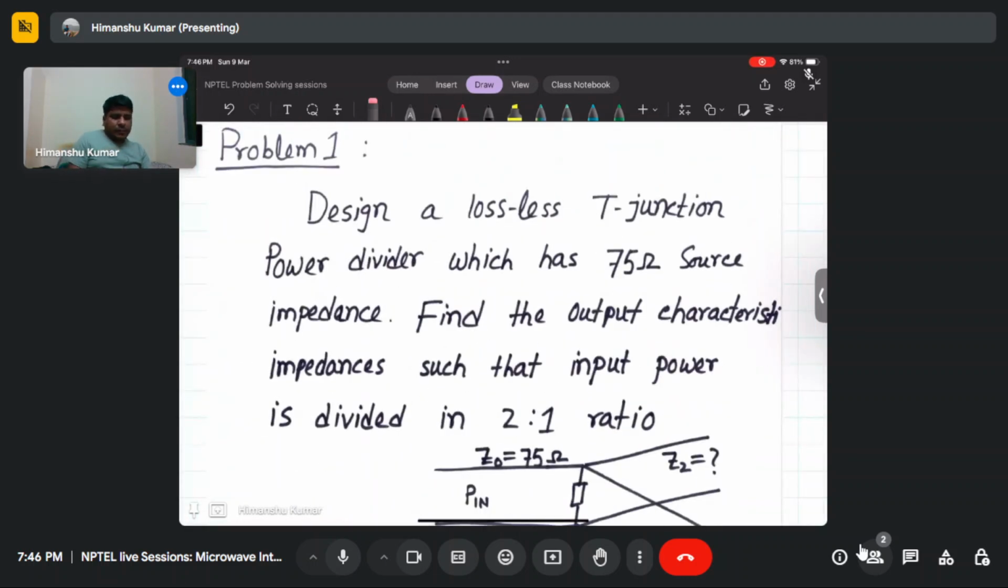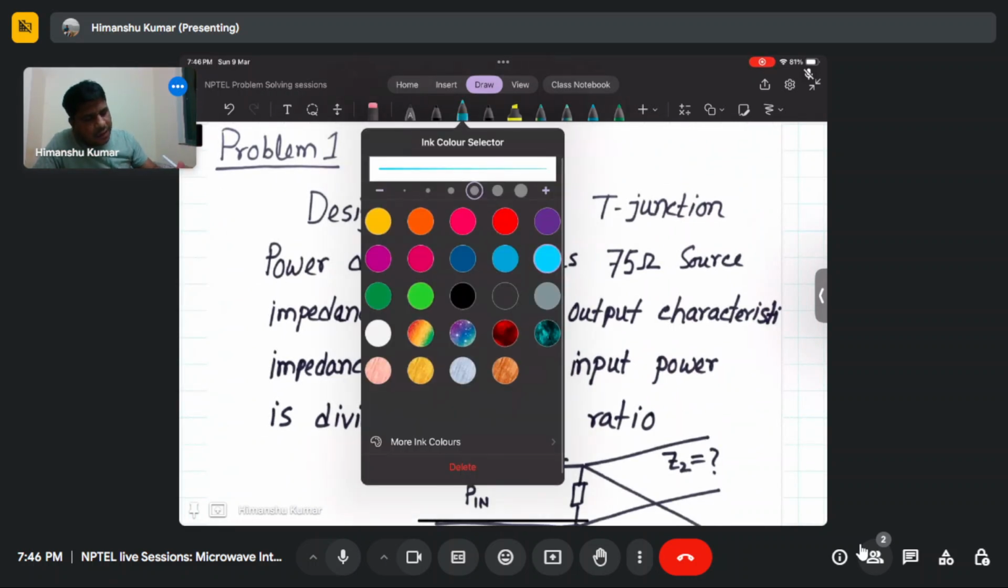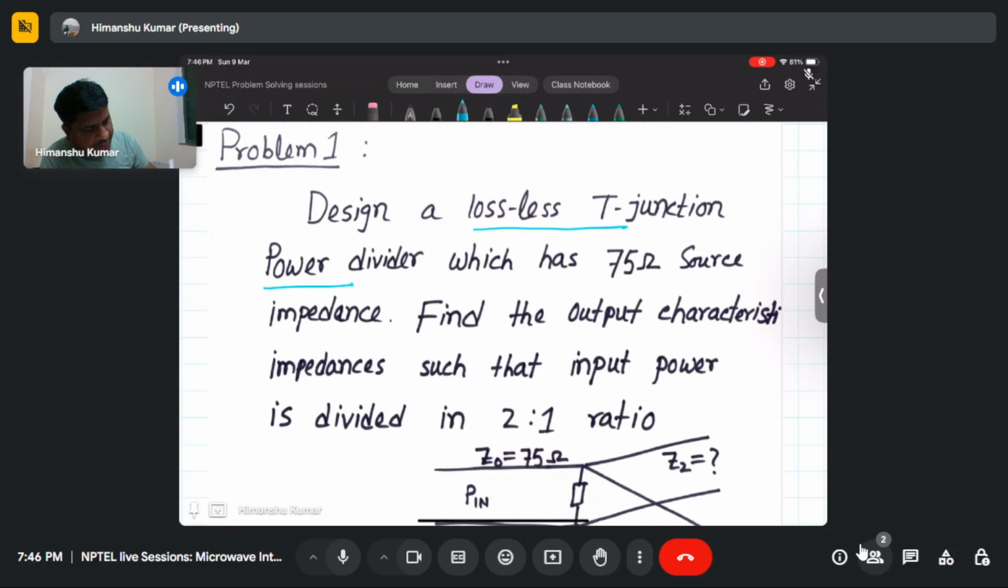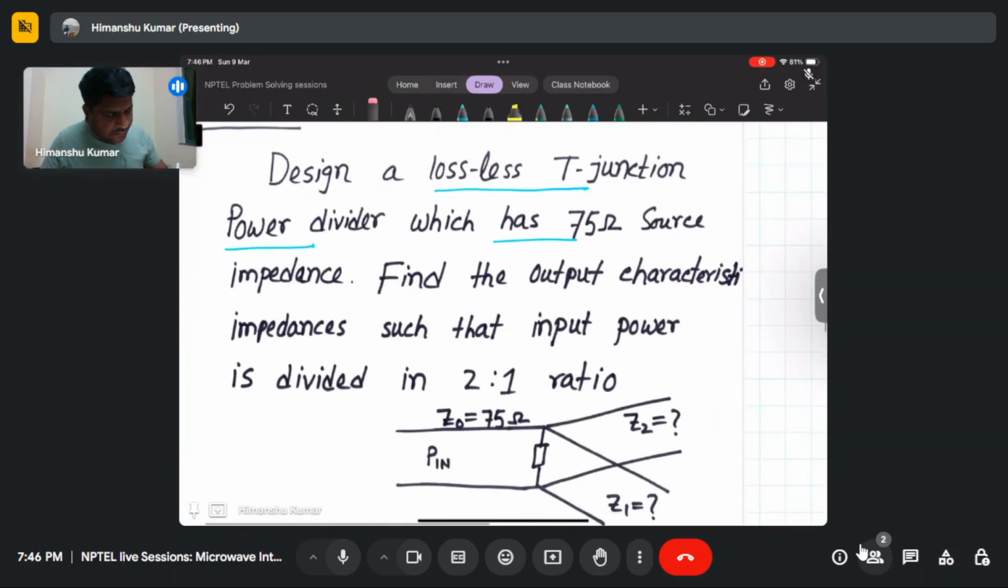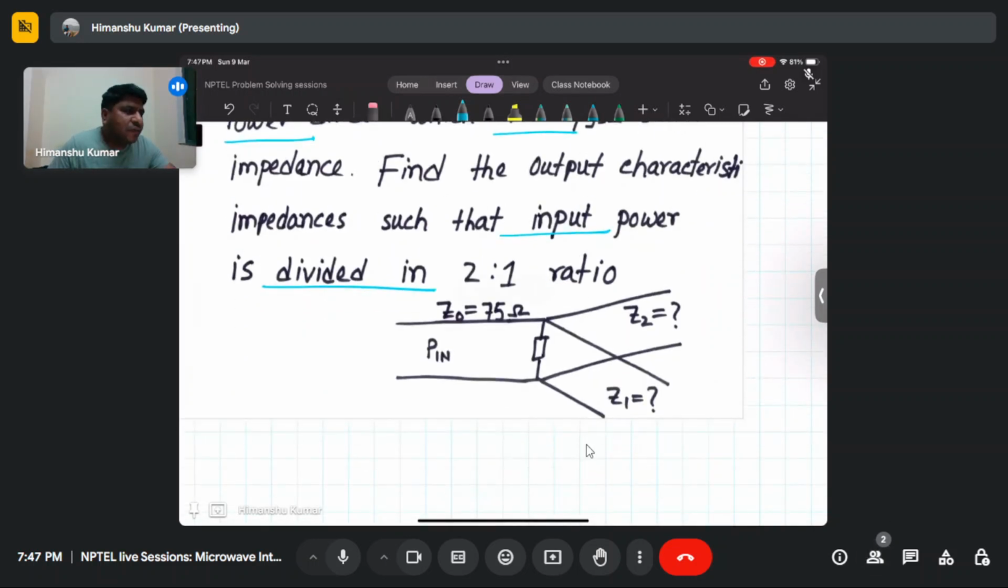Then we need to design a lossless T junction power divider which has a 75 ohm source impedance. Find the output characteristic impedances such that the input power is divided in a 2:1 ratio. So basically, we need to find what Z1 and Z2 are.